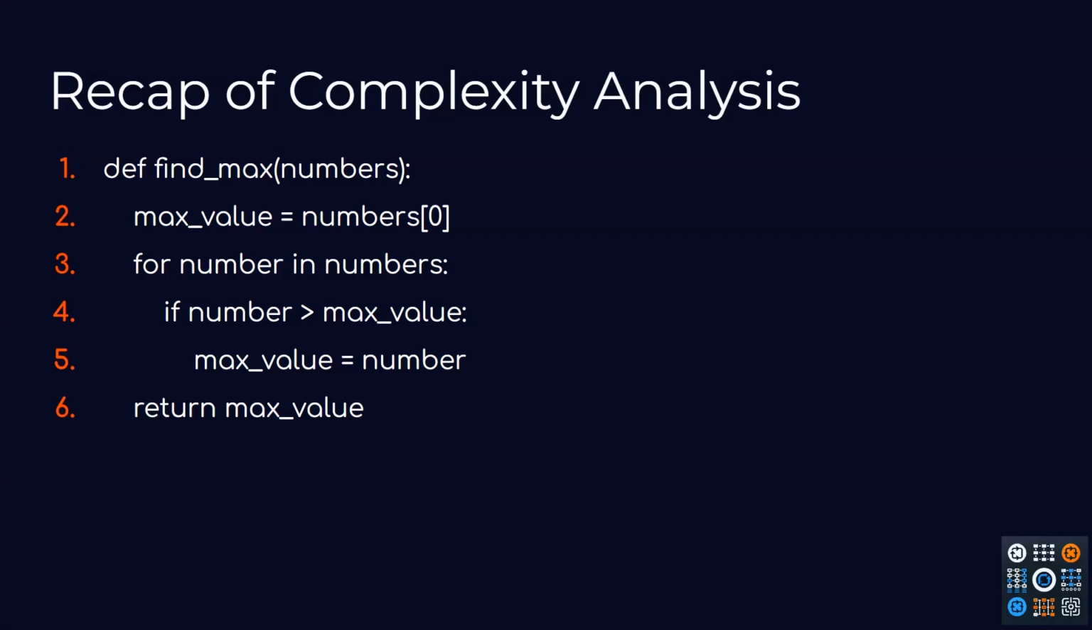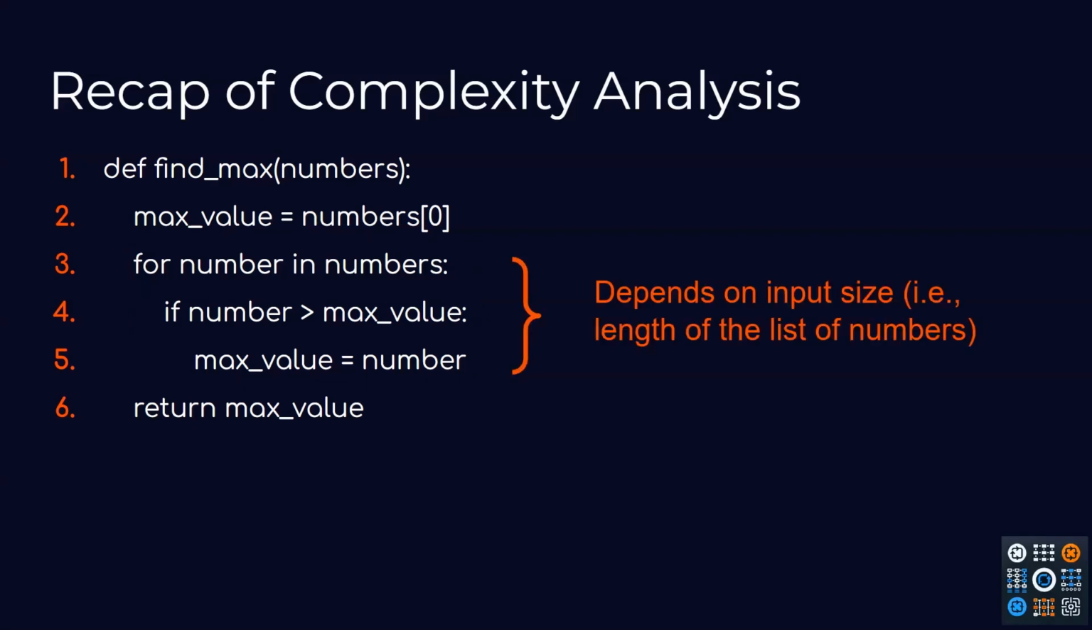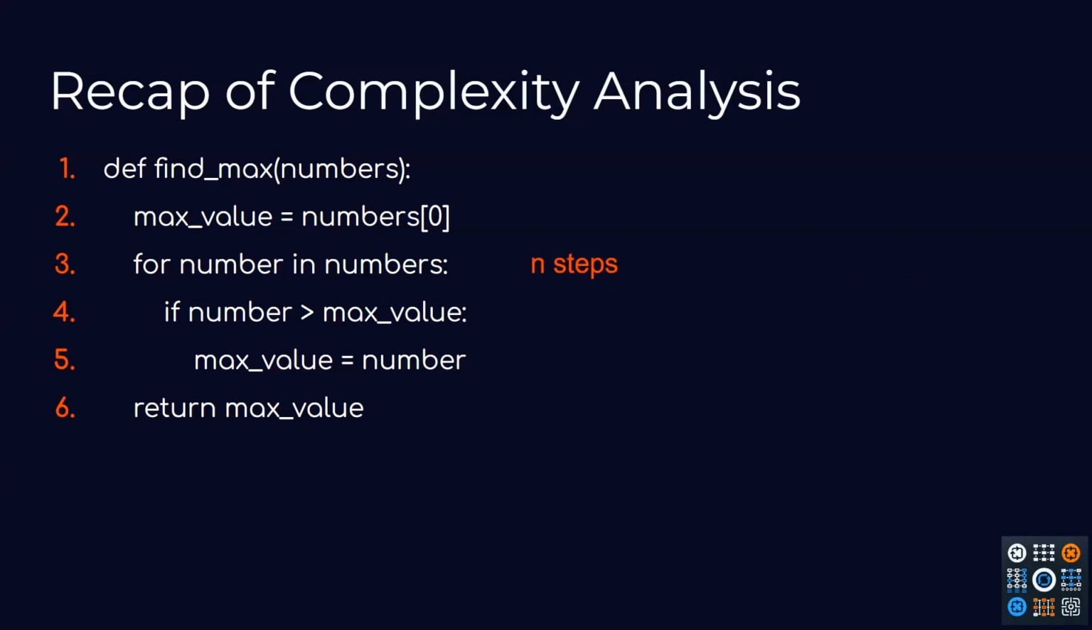Here's the code. The key part to note is the loop that checks each element in the list to determine if it's the maximum. This operation's complexity is directly influenced by the input size because for every additional element in the list, the algorithm performs one more comparison. Therefore, the loop at line 3 will execute n times for a list of length n, whereas line 1, 2, and 6 will execute only once no matter what the input size is.